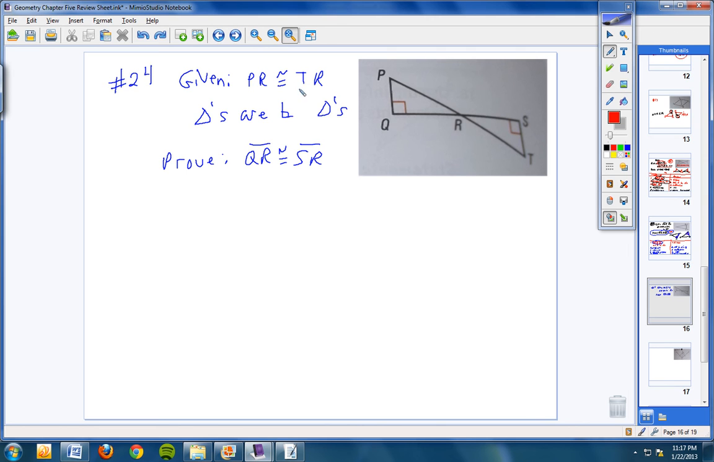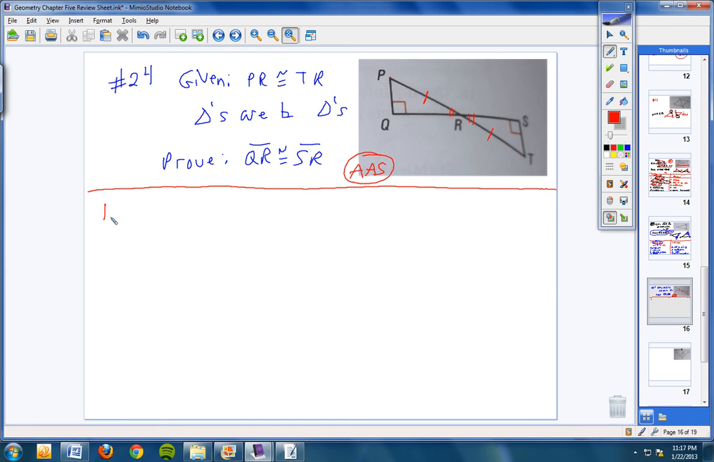So PR congruent to TR. Well, here's PR right here, and here's TR, so we know they're congruent. Well, students, this is really simple. I mean, look, we know that vertical angles are congruent, right? So we can definitely state that that angle there is congruent to that angle there. Look what you have. And we know that right angles are congruent, so we have angle, angle, side, congruent to angle, angle, side. So that's going to be our plan of attack. We're going to have to use angle, angle, side. Okay? And that's pretty simple. I think you guys really should be getting this by now.